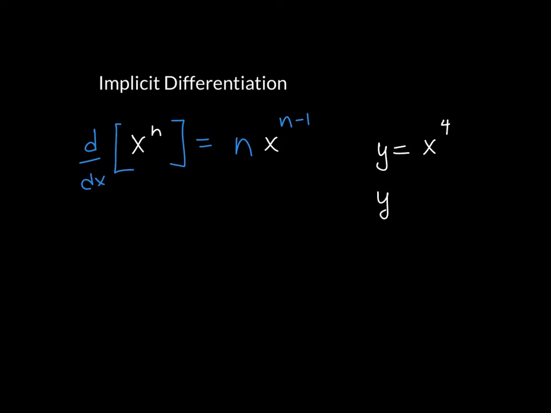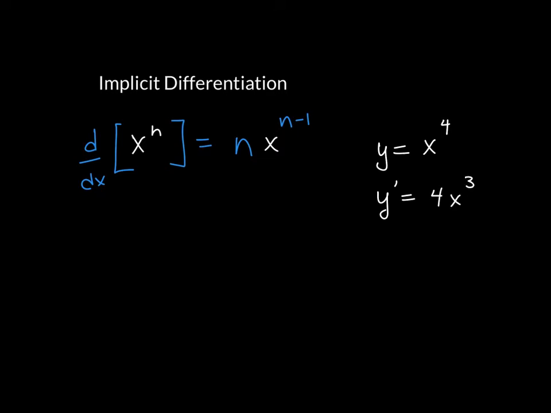So before talking about implicit differentiation, I think it's important for us to talk about the power rule. If I have x to the n, and I take d dx of x to the n, that is just equal to n times x to the n minus 1. An example of that could be y is equal to x to the 4th. So the derivative of y is equal to 4x to the 3rd.